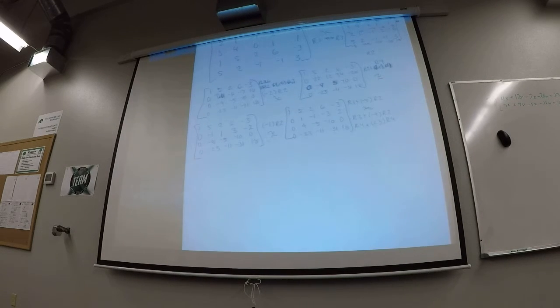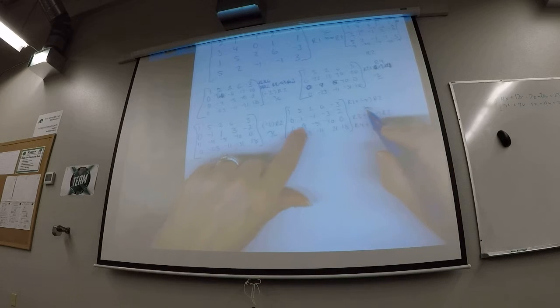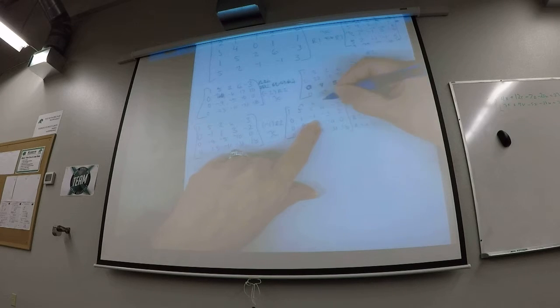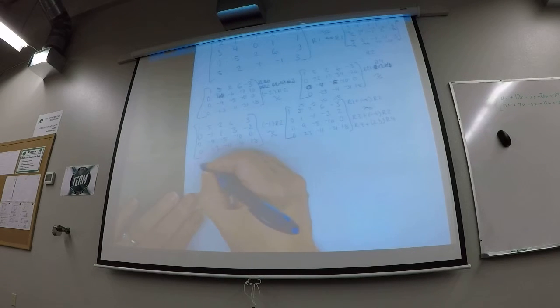Ooh, this is going to be fun. All right. So negative 5 times row 2. Let's do that. So that's 0, negative 5. That'll be positive 5, positive 15, negative 10. So that gives me 1, 0, 7, 21, negative 13. This row stays the same.